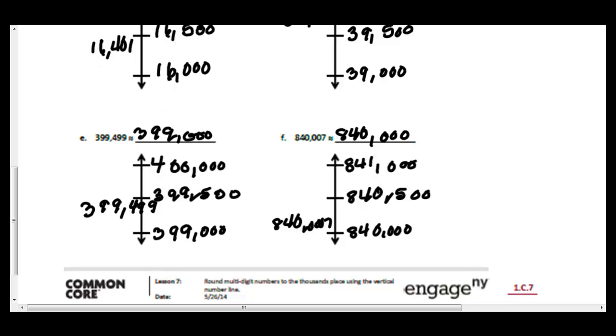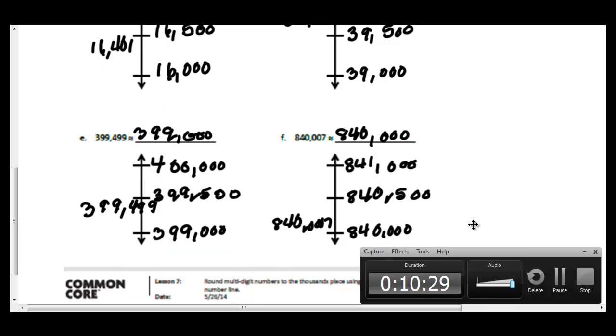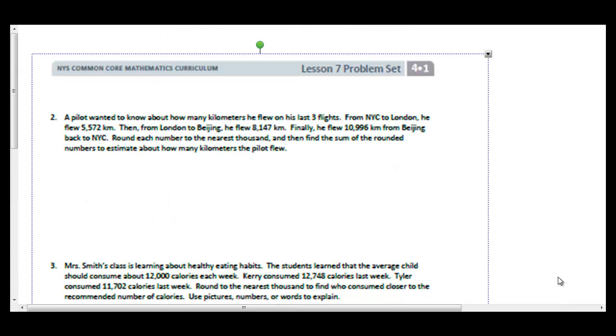Go to your next page. I'm going to do one of these problems with you, and then you're going to do the last two by yourself. Read the problem. So I'm going to read the problem. I wanted to know about how many flights from New York City to London he flew, 5,572 kilometers.